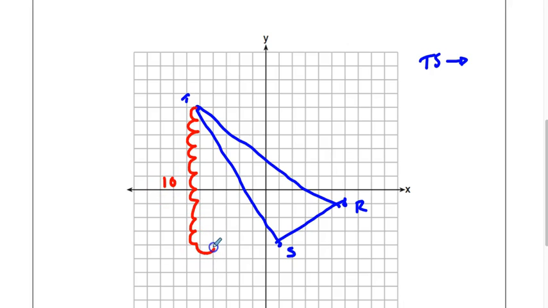10 down, and then 1, 2, 3, 4, 5, 6, 6 over. So the slope of TS is negative 10 over 6, which reduces to negative 5/3. All right. Now we'll find our next slope, SR. Going left to right, we go 1, 2, 3, 4, 5, and up 3. So 5 and 3.